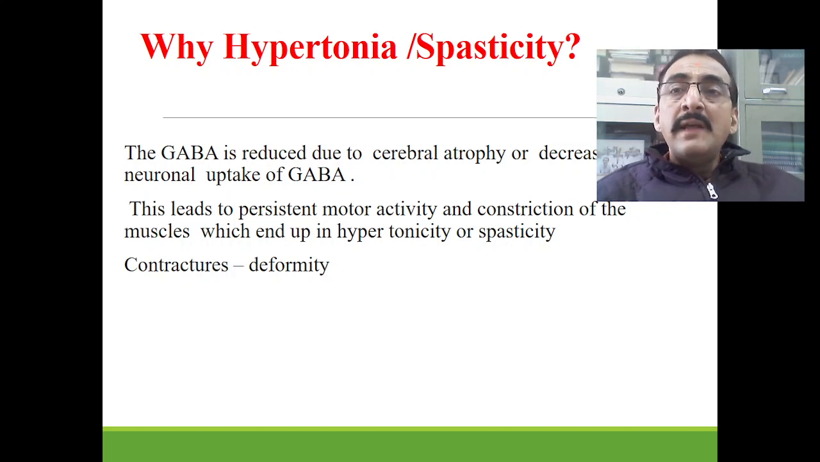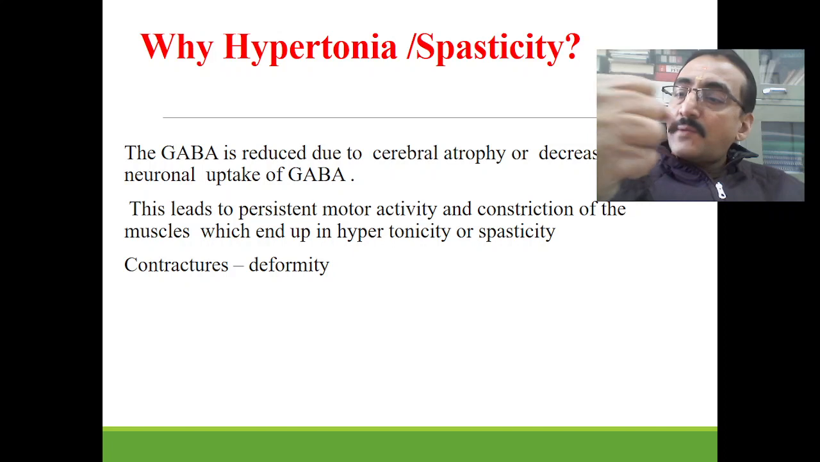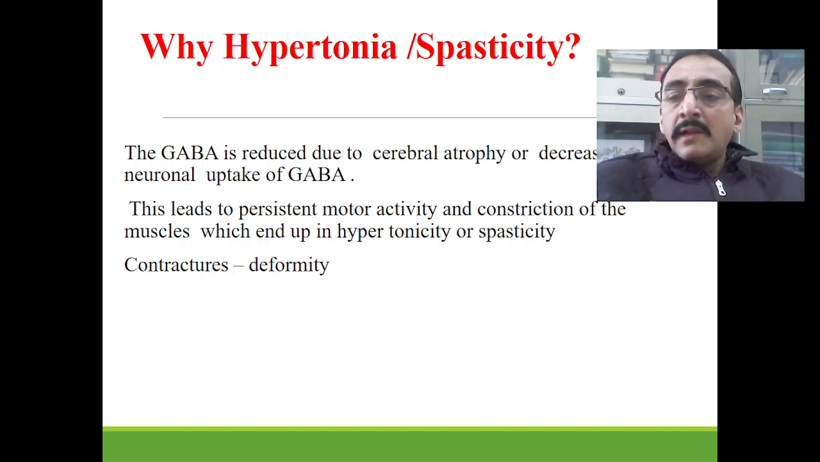So what happens? Suppose I start a muscle action, for example, contraction of one particular muscle. Now at one point of time, inhibitory neurotransmitters should start firing and they should stop this function.